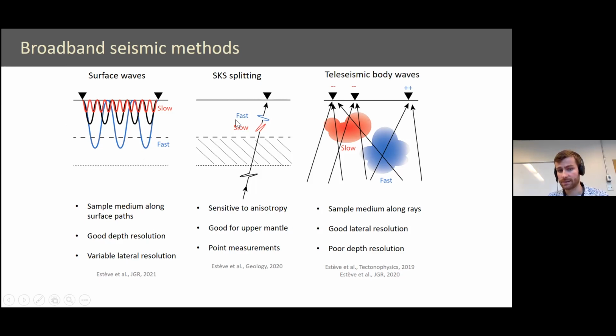For the SKS splitting analysis, it's mainly sensitive to seismic anisotropy, and this is very good for detecting upper mantle seismic anisotropy. I'll get back to that a little bit later in the presentation. Also, just to mention, that gives you just a point measurement beneath the station. And teleseismic body waves sample the medium along rays. It has very good lateral resolution, but a poor depth resolution because of the geometry of the rays. They come almost with a vertical angle, almost vertical beneath the station, so it allows for vertical smearing.